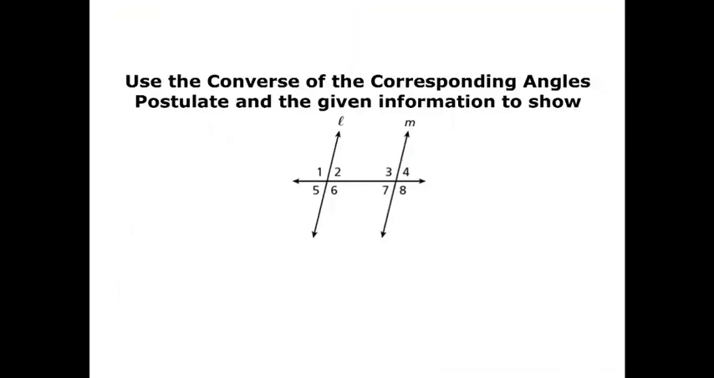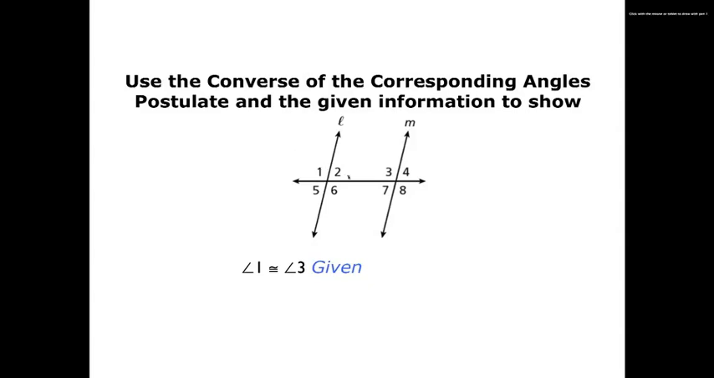Okay, so what we want to do is take this picture and the given information, and the given information is going to be that angle 1 is congruent to angle 3. And we want to show that that means that line L and line M have to be parallel to each other. Well, what we do is we identify what angles 1 and 3 represent.